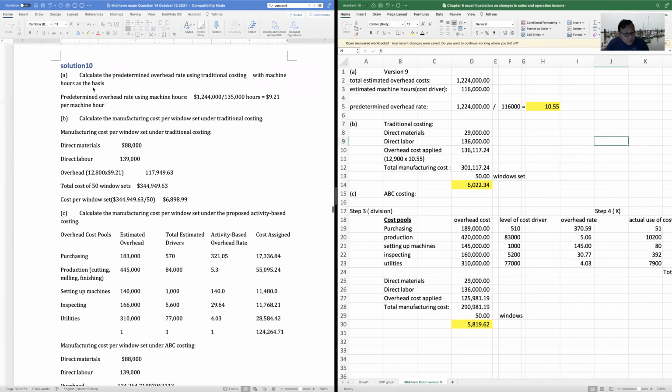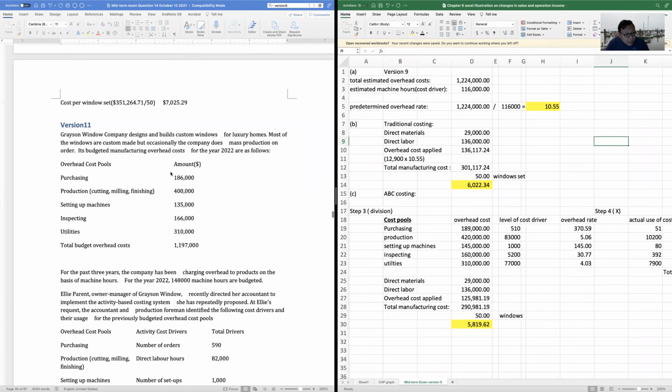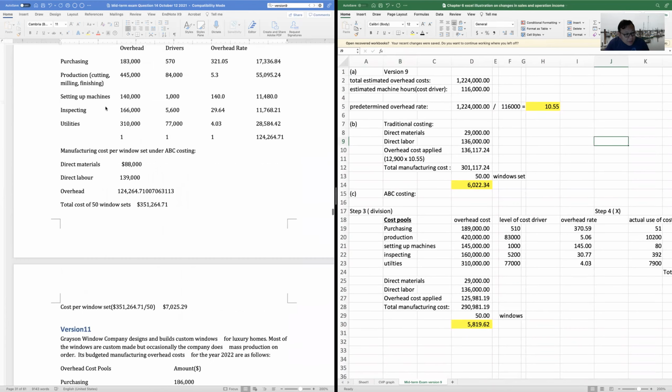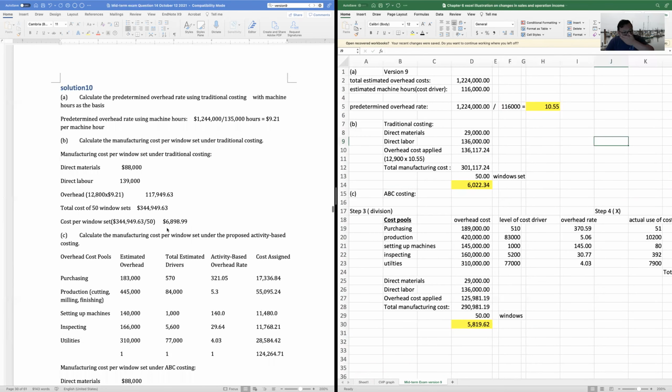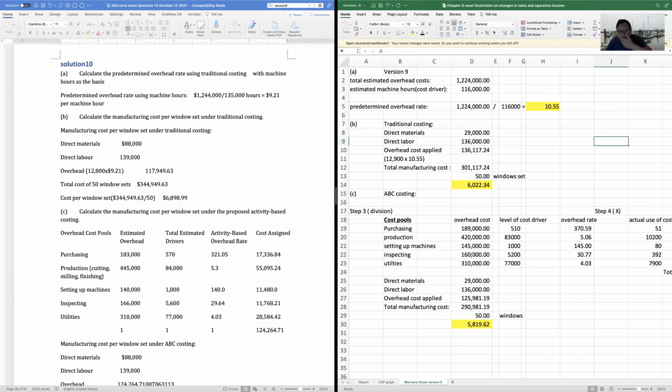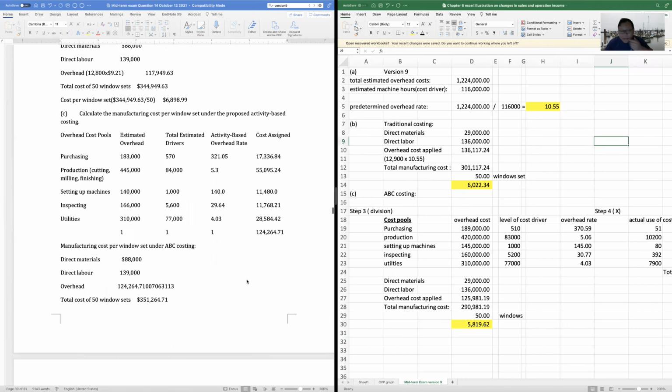So for version 10, that's my solution for version 10. This is $9.21, 6898 points. Anyways, these three numbers may be different across different versions.